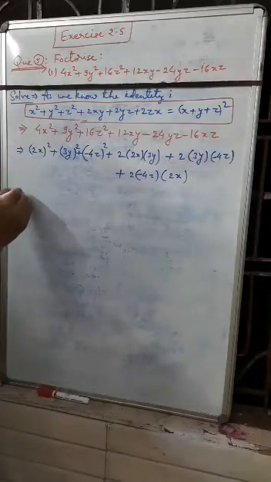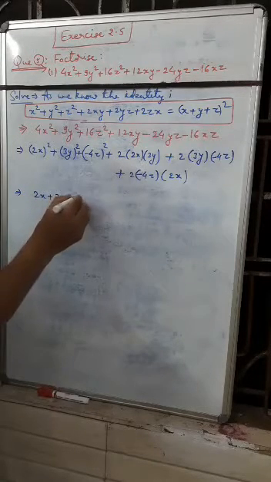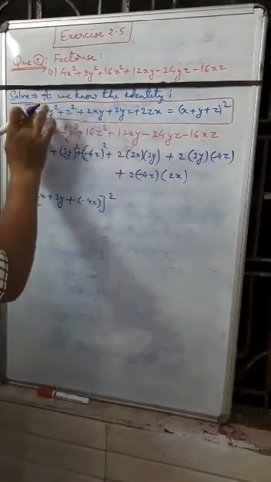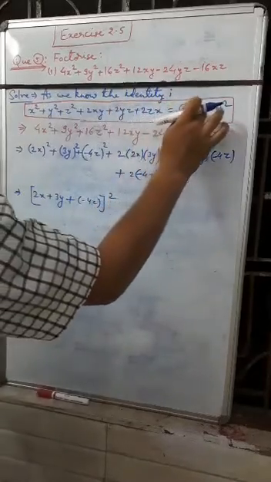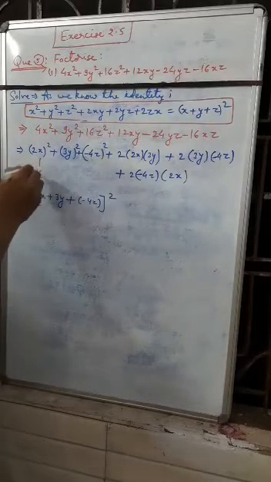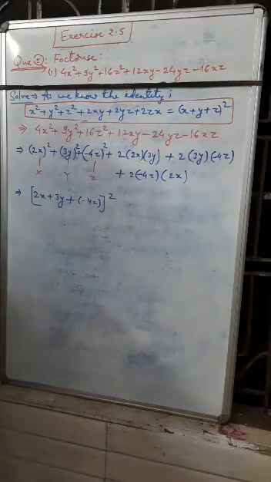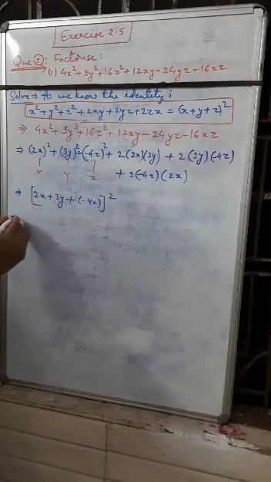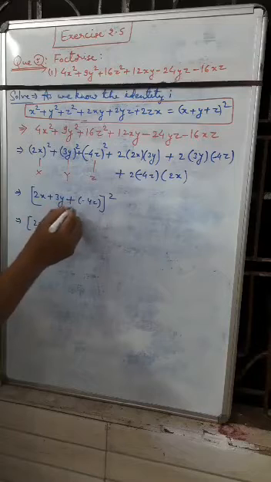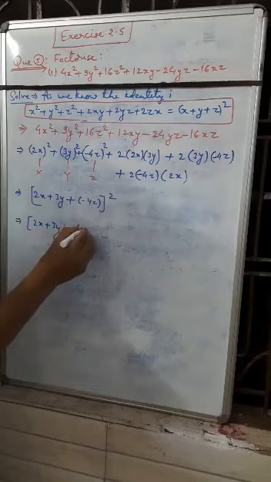So now we will write 2x plus 3y plus minus 4z to the whole square, because the solution of this equation is x plus y plus z whole square. So in place of x we have written 2x, in place of y we have written 3y, and in place of z we have written minus 4z. Now we will solve. So we will get 2x plus 3y minus 4z whole square.